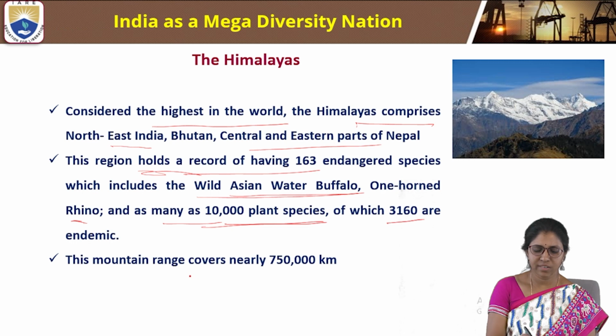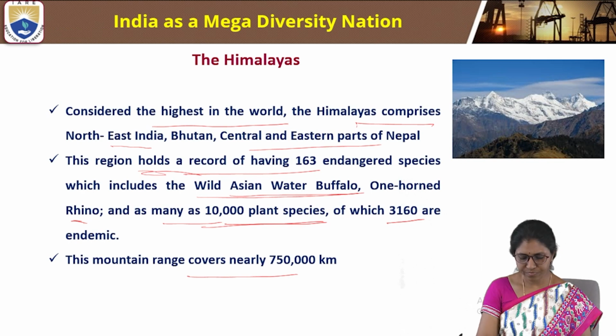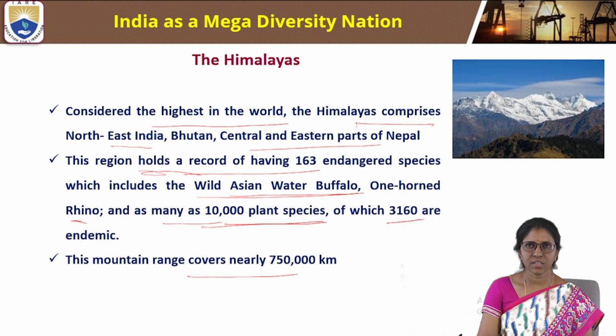This mountain range covers nearly 750,000 square kilometers. So this is about the Himalayas, which are a biodiversity hotspot in India.